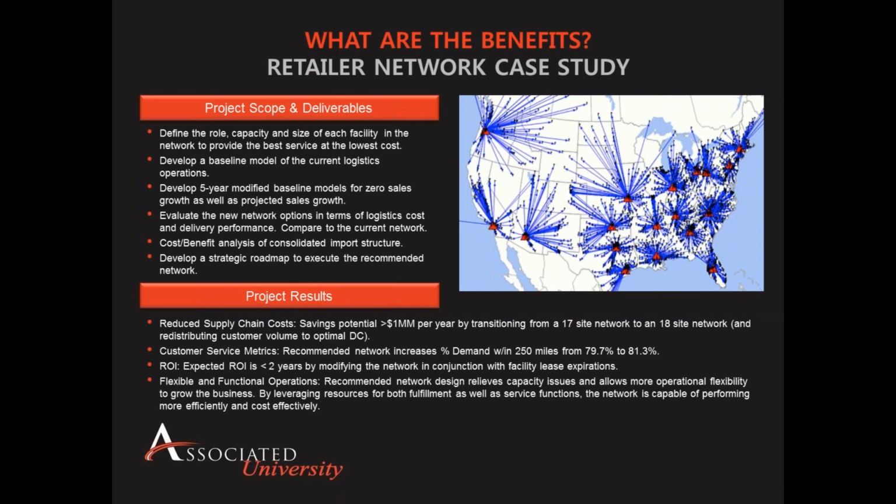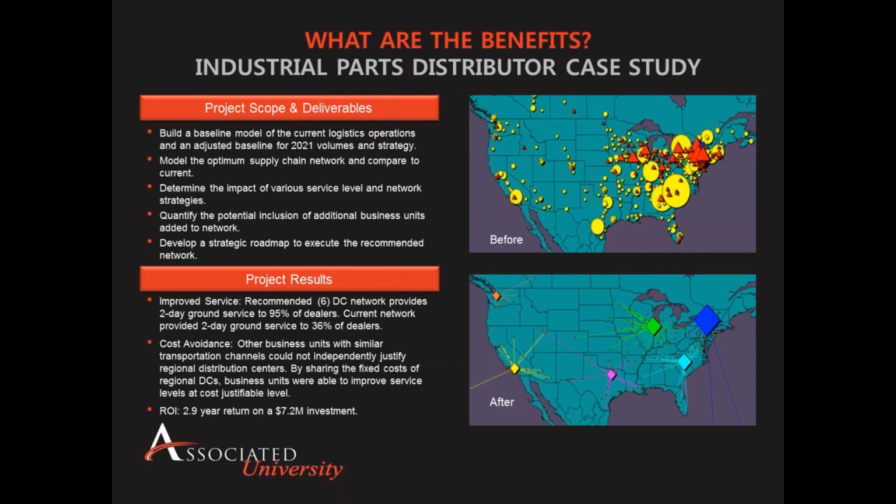And then what we found at the end of the day was by reallocating some volumes, we were able to relieve some capacity from some buildings without fundamentally affecting service or cost. So that's the second one.